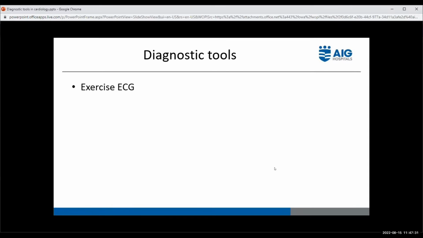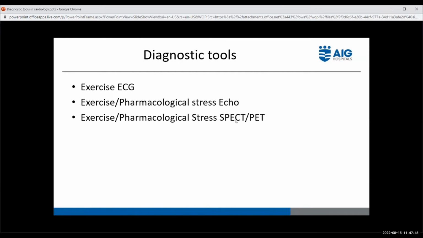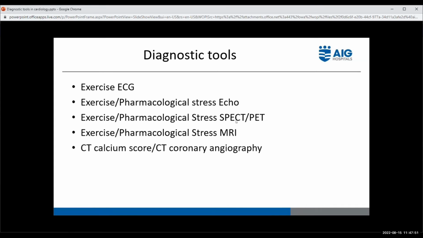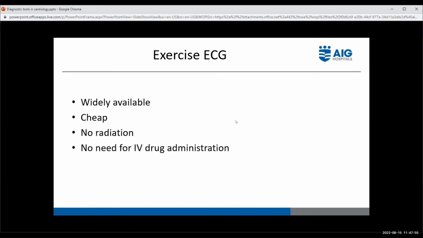So what are the diagnostic tools to use? After ECG, echo and routine evaluation, what is the next stress test or angiogram? Exercise ECG means treadmill test; exercise or pharmacological stress echo; exercise or pharmacological stress PET; exercise or pharmacological stress MPI; CT calcium score; and CT coronary angiography.